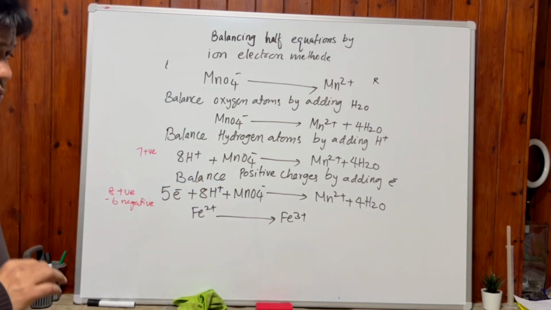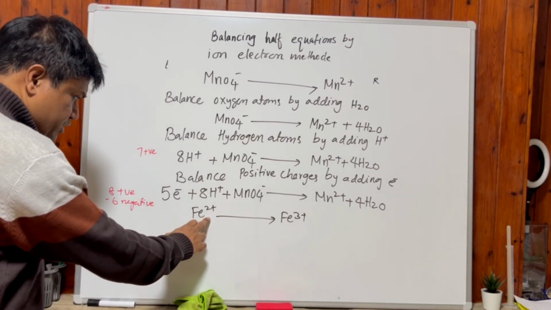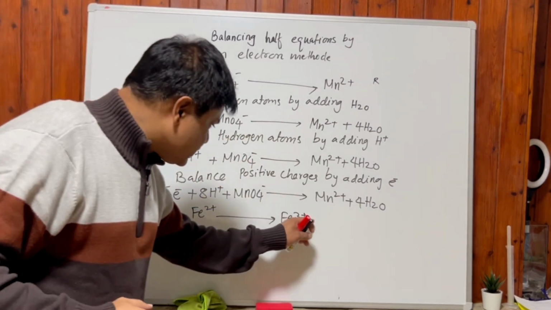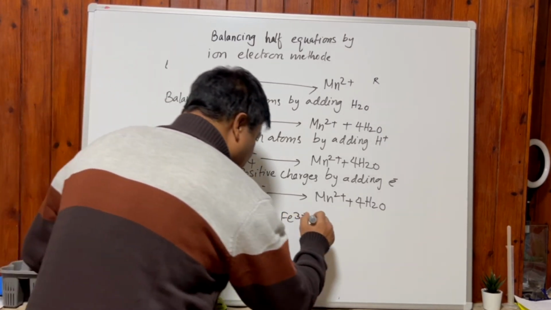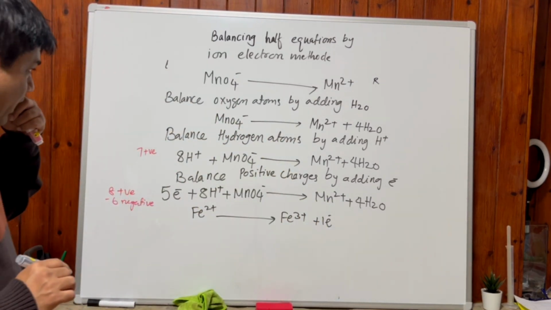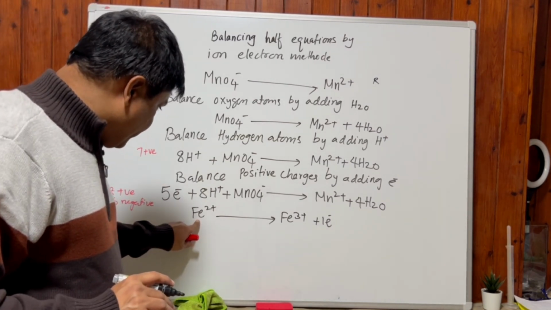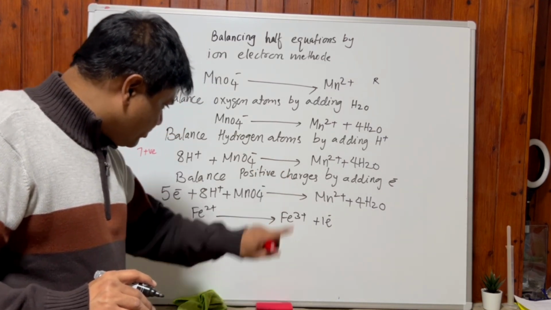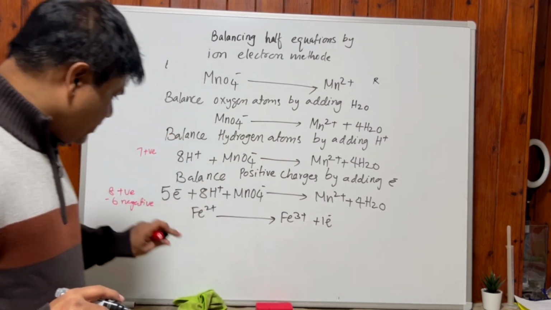Okay. Now we have to balance the charges. Look at the ions: 2 positive, 3 positive. Which side has excess positive charges? This end. So I want to add 1 electron here to balance this equation. Yes, this equation is balanced. 1 Fe on the reactant side, 1 Fe on the product side. 2 positive, 3 positive, 1 negative. Balanced.